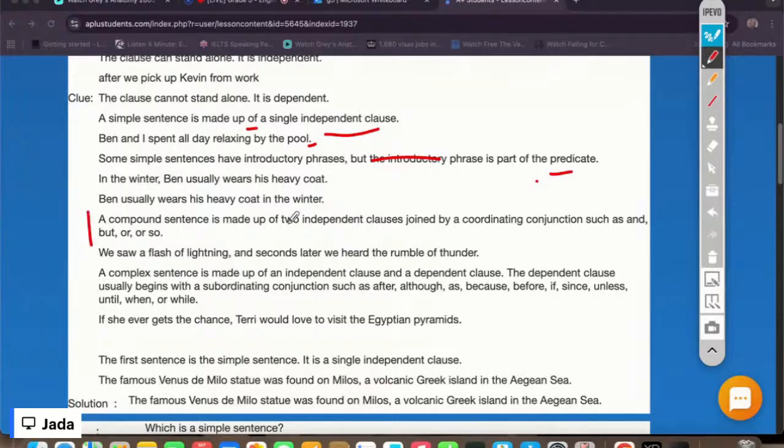Now, a compound sentence is made up of two independent clauses joined by a coordinating conjunction such as and, but, or, and so. It is made up of two independent clauses joined by a coordinating conjunction such as and, but, or, so. So we have "We saw a flash of lightning," and then you have your comma, "and seconds later we heard the rumble of thunder." So that's a compound sentence.